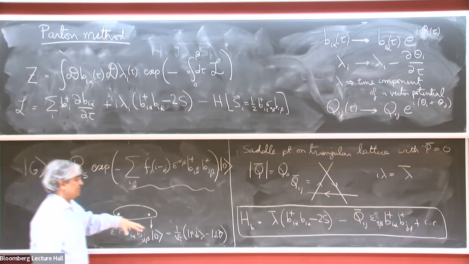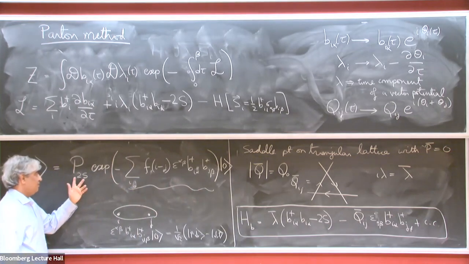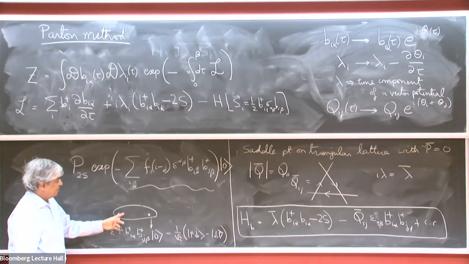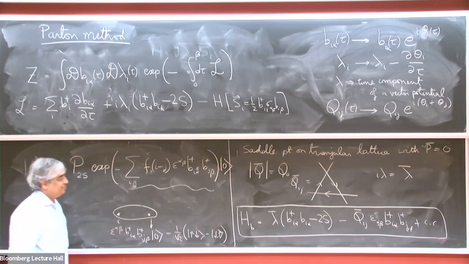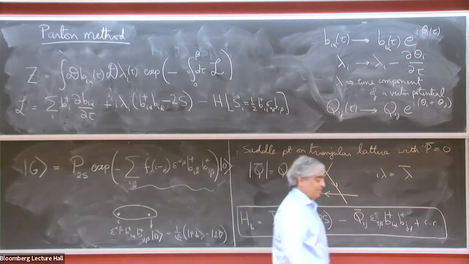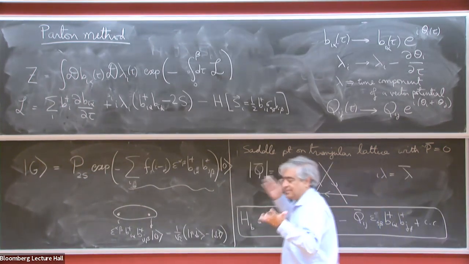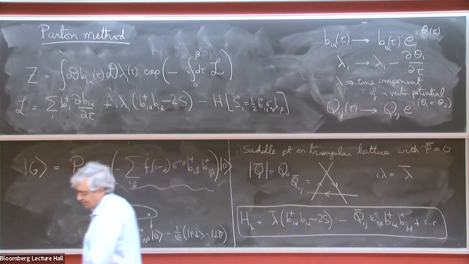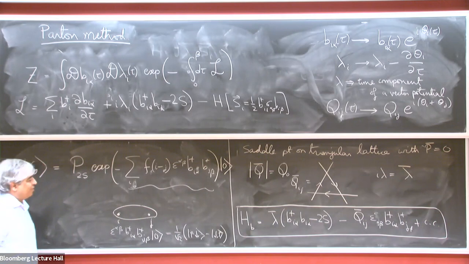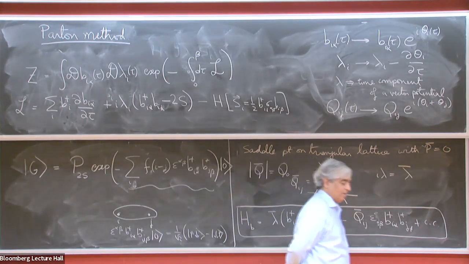And then you have to impose this constraint. And you can do that by a projection operator that only picks out in this expansion the states that have exactly 2S bosons on every site. So this is kind of a mean field result for an RVB wave function, which is justified in some large N limit where it becomes exact. But really more powerful than that is the fact that it's a saddle point of a path integral.